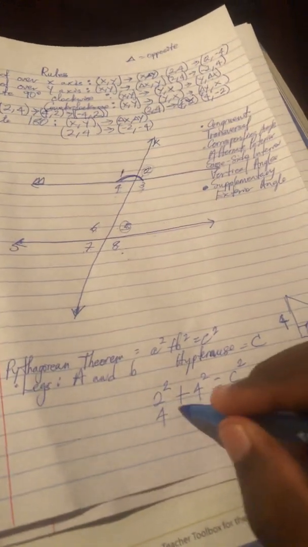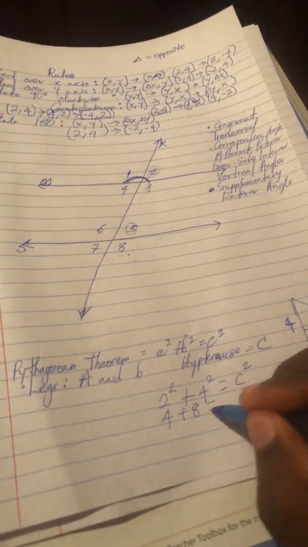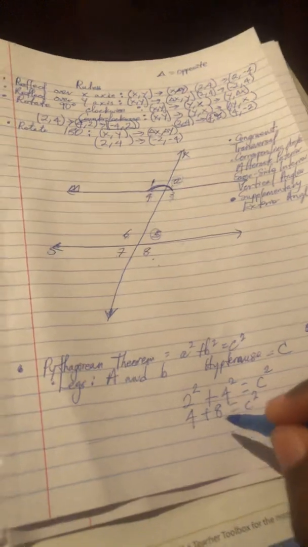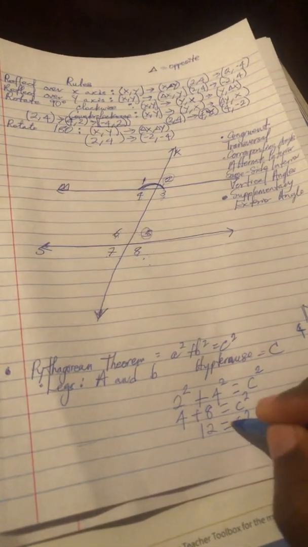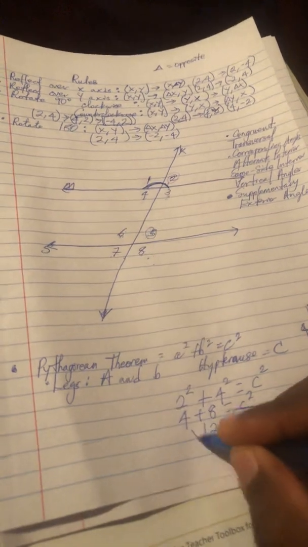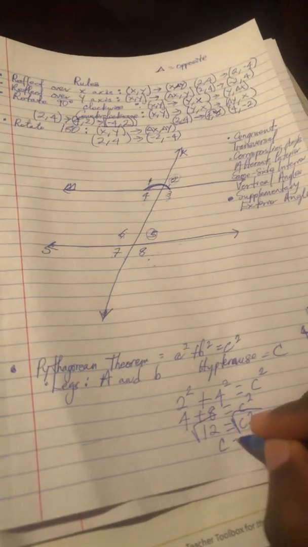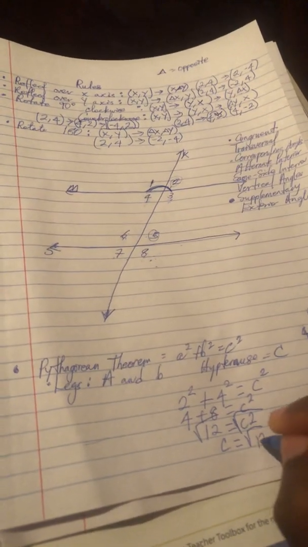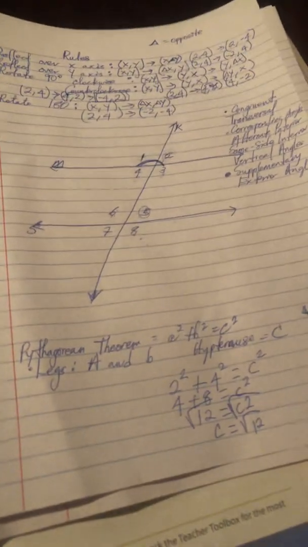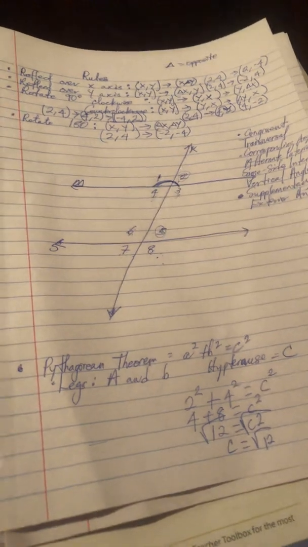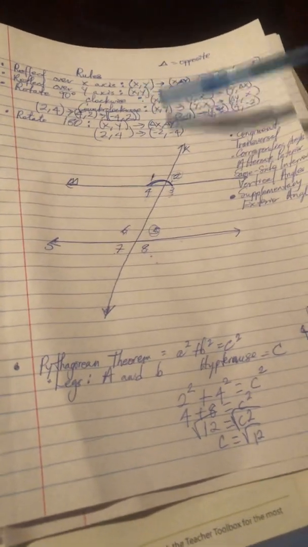So 2 squared is 4, 4 squared is 8, equals c squared. 4 plus 8 is 12 equals c squared. And then when I get here, I want to find the square root of 12. So my c is going to be the square root of 12, and that's going to be my hypotenuse. That's pretty much all I want you to know.